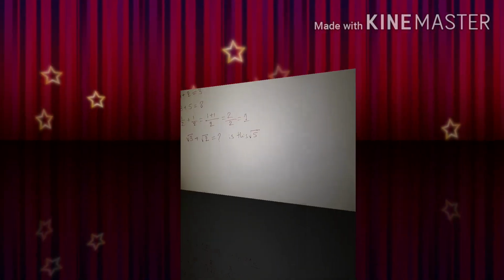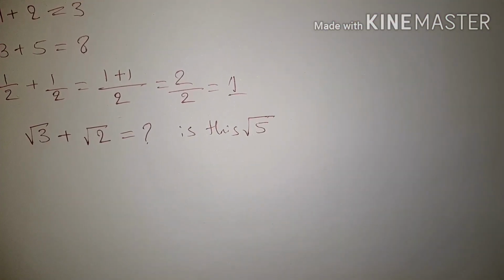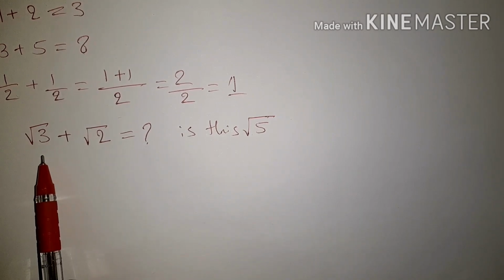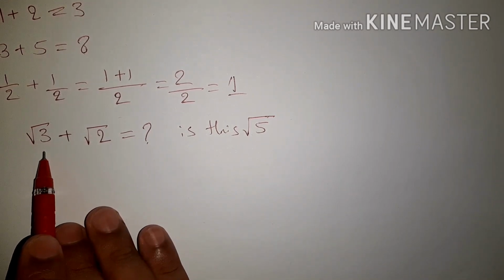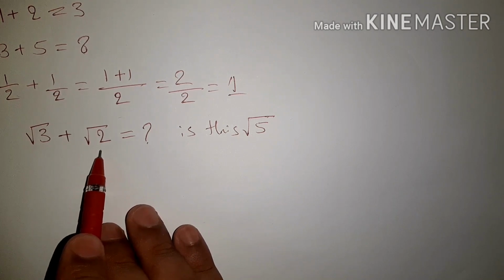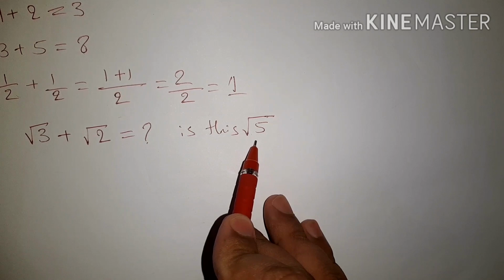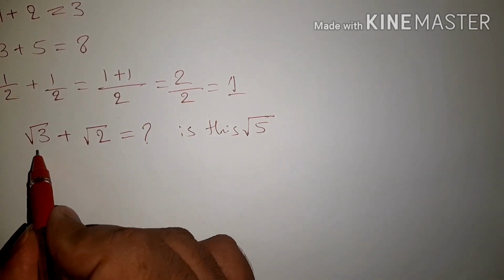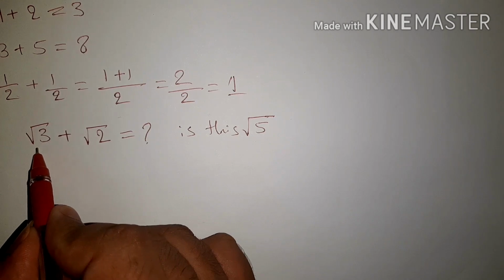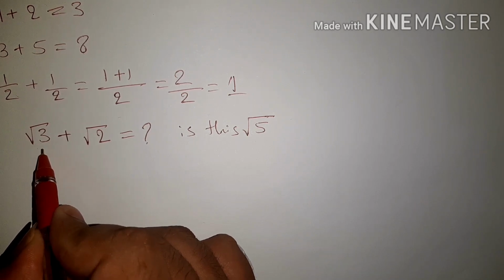I'll take one more chance of repeating this. What about square root of 3 plus square root of 2? Is it square root of 5? Is it possible? Let us have a discussion. We cannot calculate the value of square root of 3 directly; it will take a long time. Hence I'll use my calculator to calculate the value of square root of 3.